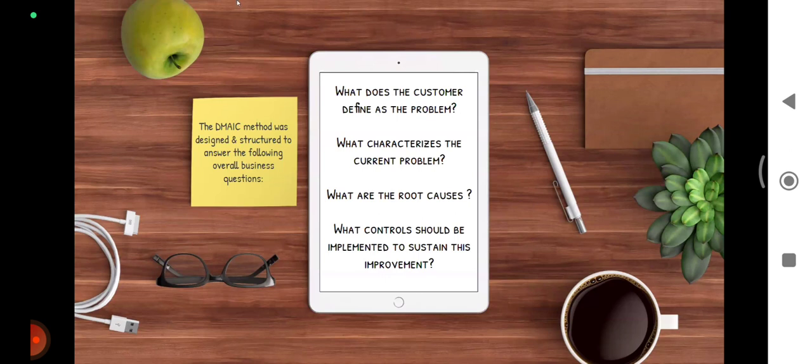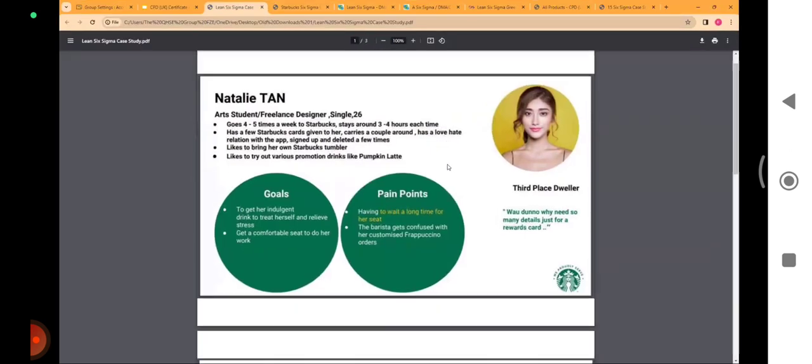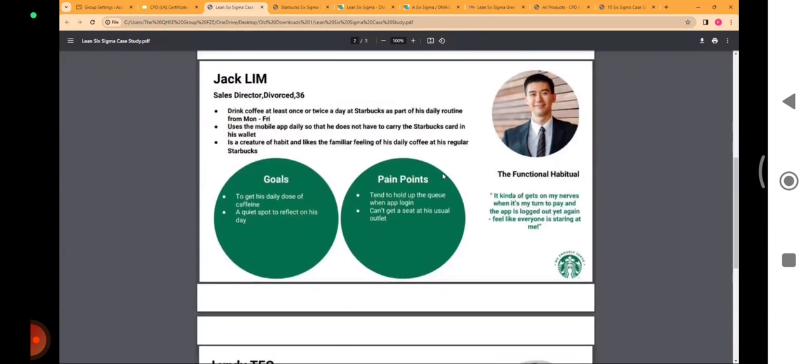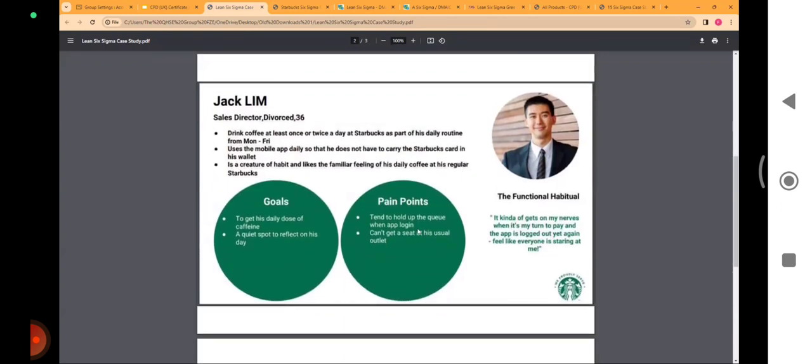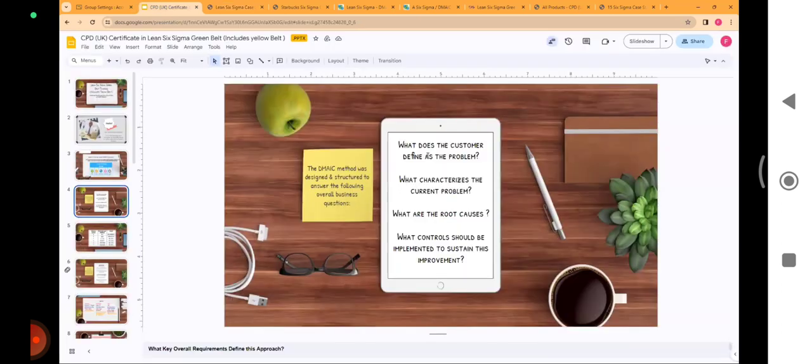So let's say we are going to start off very simple here, and we are going to take a second case study from Mr. Jack here. So if we are going to use the DMAIC methodology, what is going to happen? The first stage, we need to understand what Mr. Jack defines as the problem, okay? And this is basically the beginning of identifying and addressing inefficiencies in a process.